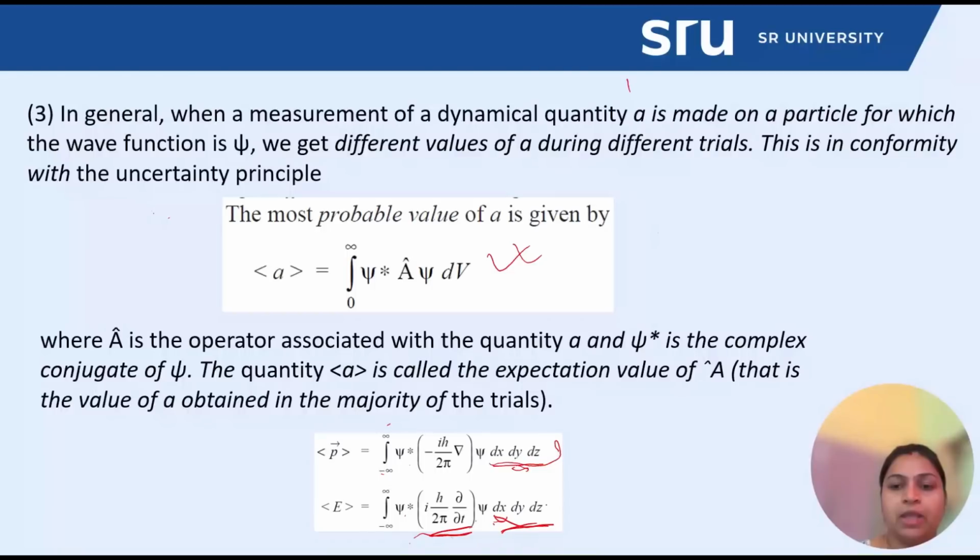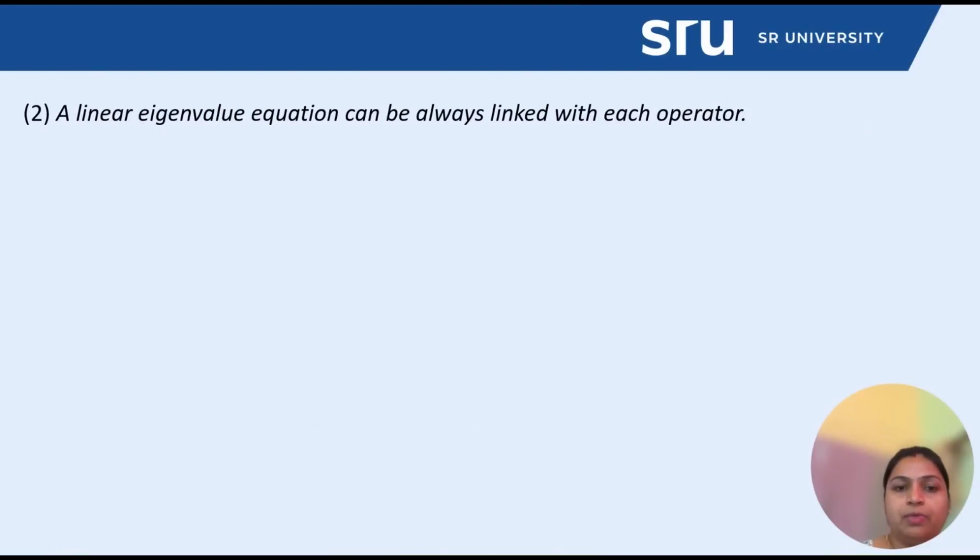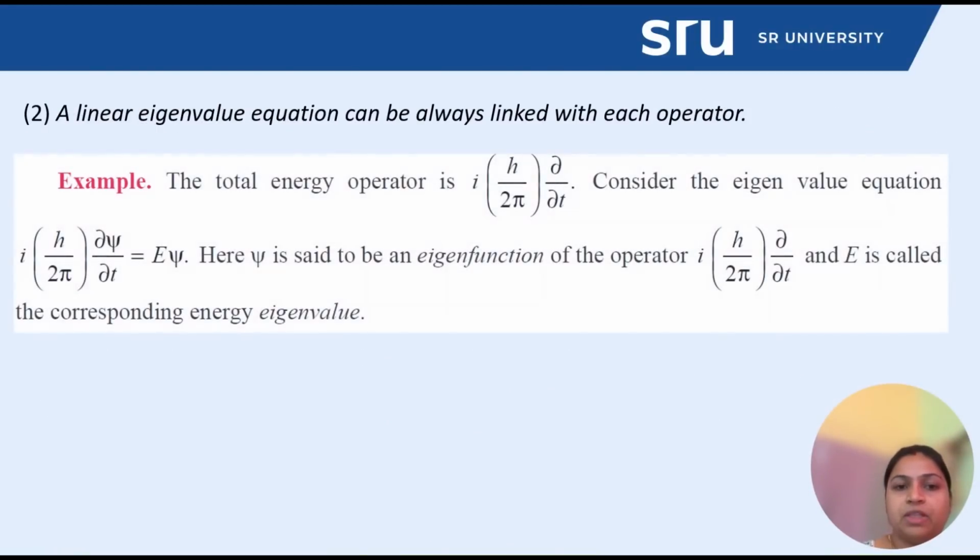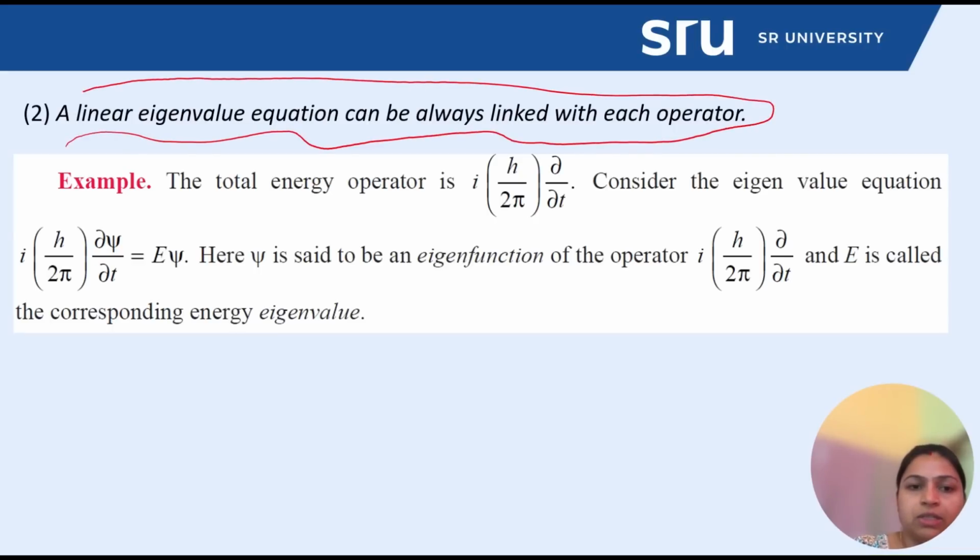Now we move back to the linear eigenvalue equation that can always be linked with each operator, as we discussed. This is postulate two.